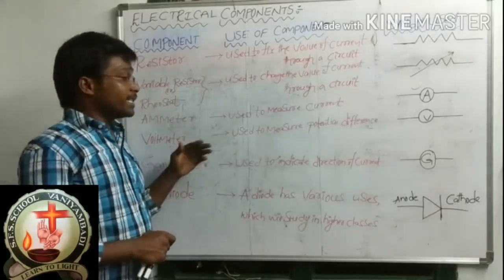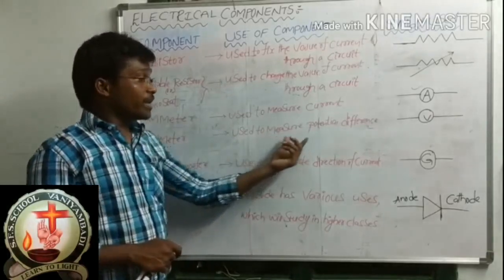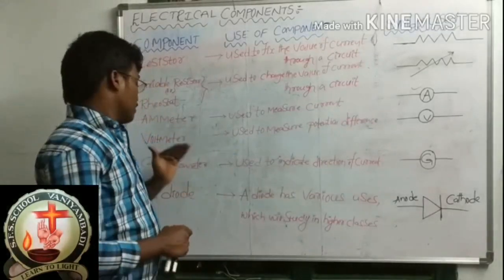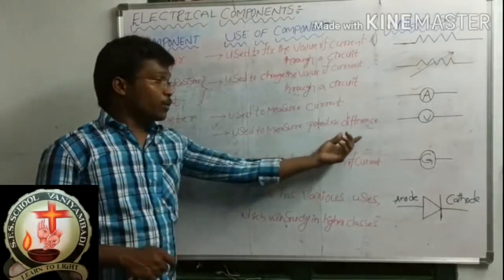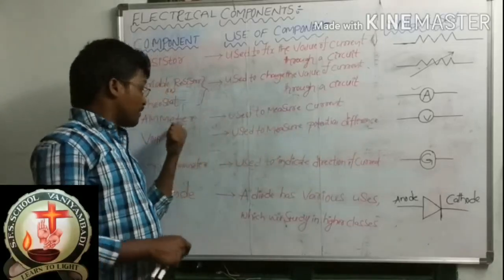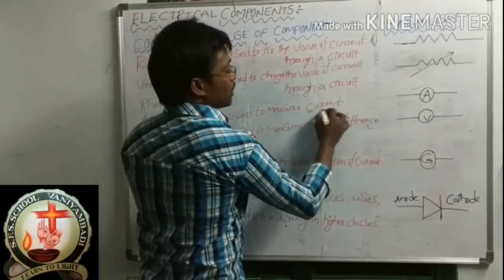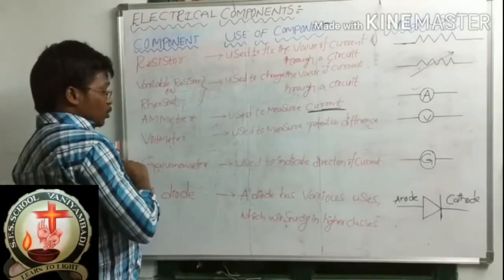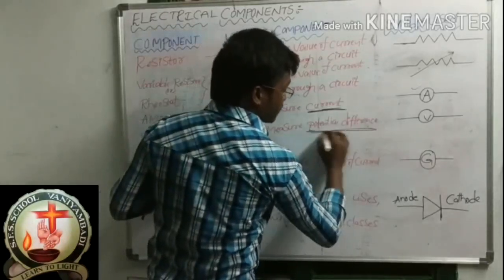Now, what is the use of this voltmeter? Used to measure potential difference. Voltmeter, fourth component. What is the use? Used to measure potential difference. What is the use of ammeter? Used to measure current. This is the ammeter use. What is the use of the voltmeter? Used to measure potential difference.